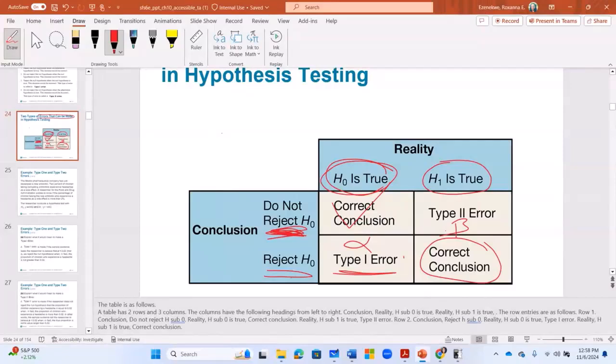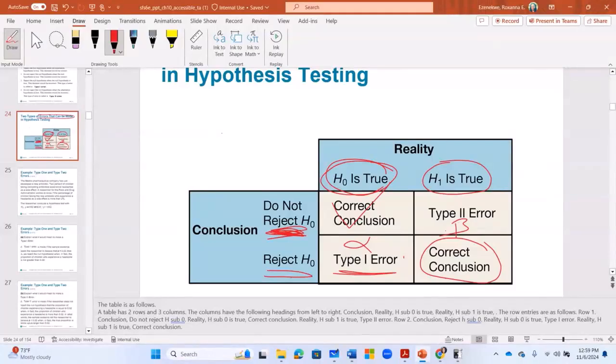Okay, and so you will always see this question in a test. They will ask you what is a type 2 error, or what is type 1 error? Type 1 error is rejecting the null hypothesis when it's actually true. That's type 1 error.